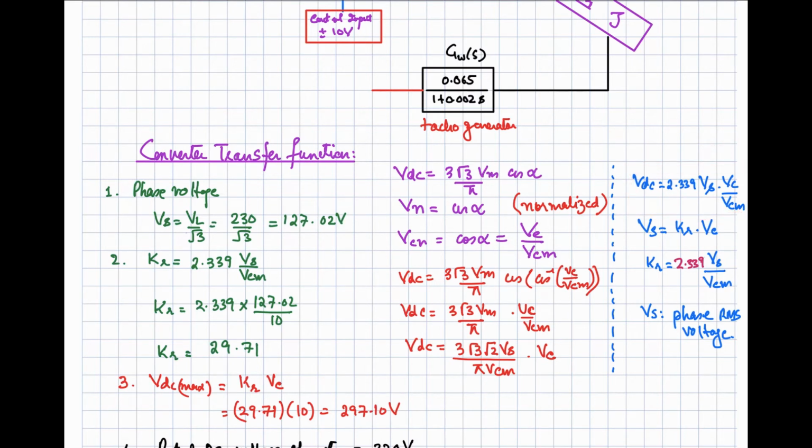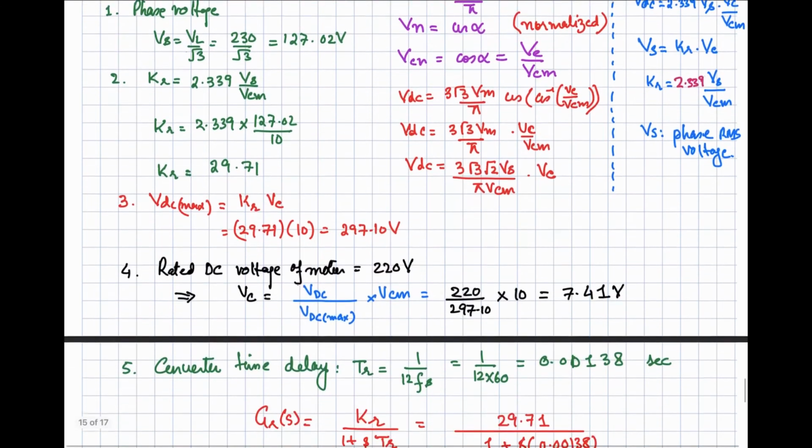So our output voltage will be equal to Kr times Vc. So this is basically the output voltage, right? So Kr is given by this expression. And what is Vs in this? Vs is the phase RMS voltage, right?